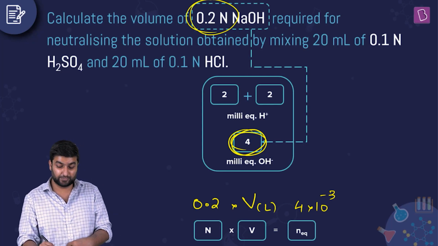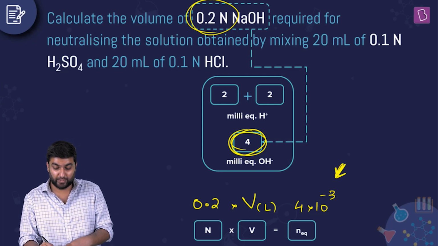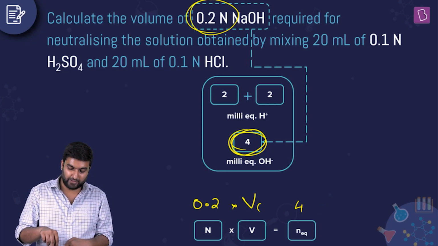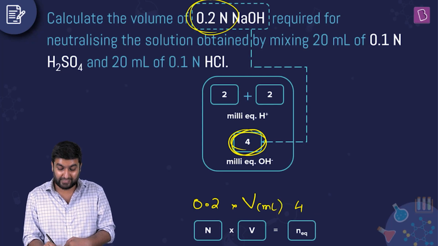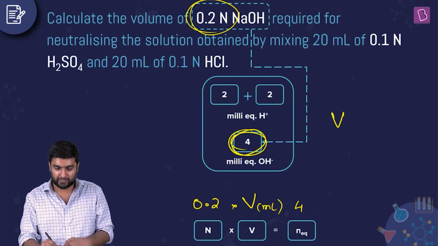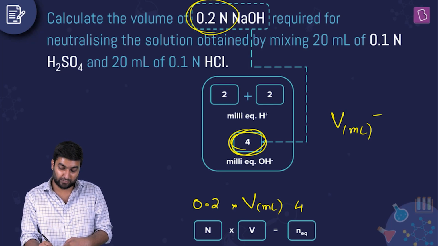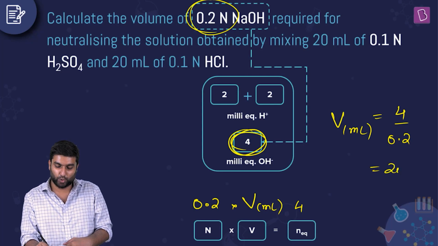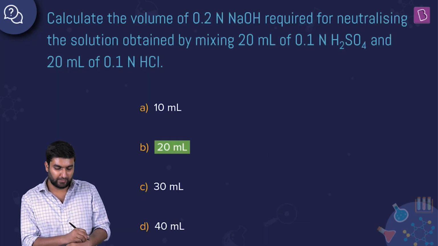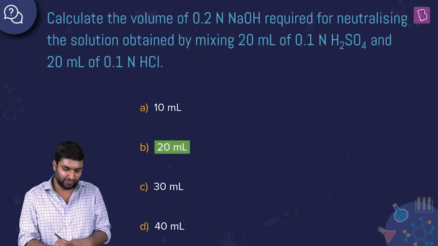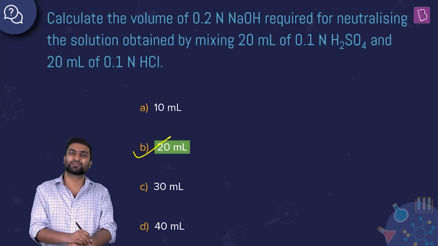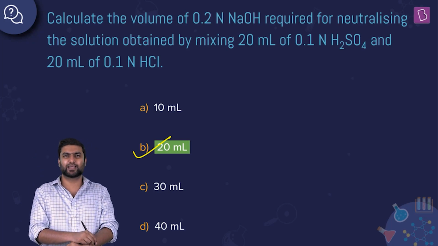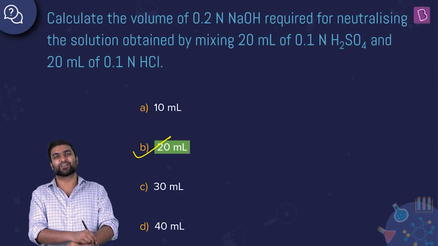Now this would be in liters if I converted the milliequivalents into equivalents. If I let it be milliequivalents, I'm going to get my answer directly in ml. And if I do that, my volume comes out to be 4 divided by 0.2, and that's 20 ml for me. And do we have 20 ml? Yes, indeed. And not just that, it is actually the correct response. B for Bangalore is indeed the correct response. And with that, we can conclude this question.